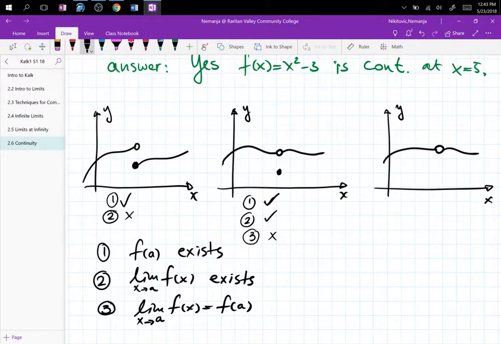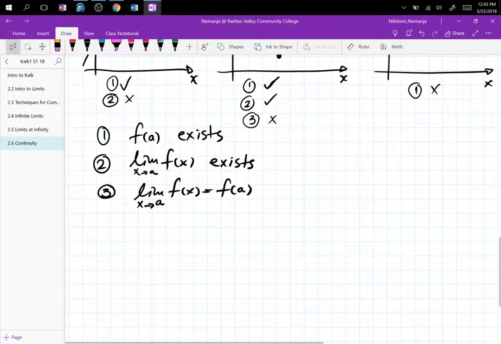And now by process of elimination, right, on the third graph, first rule fails immediately because there is no f of a. There is no function value. Remember, if I try to compute value a, it's just going to shoot through the point and never return the y value. So that's why the first rule fails. So the first one is called jump discontinuity. Those are words that you might want to know.